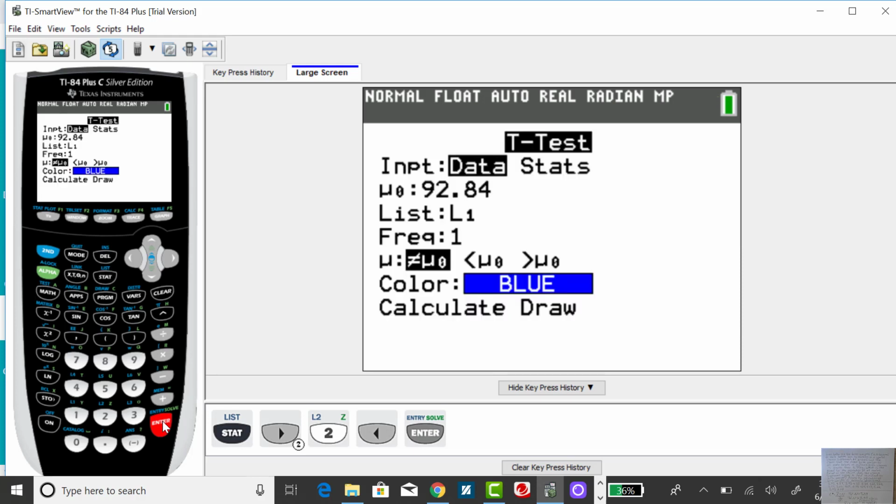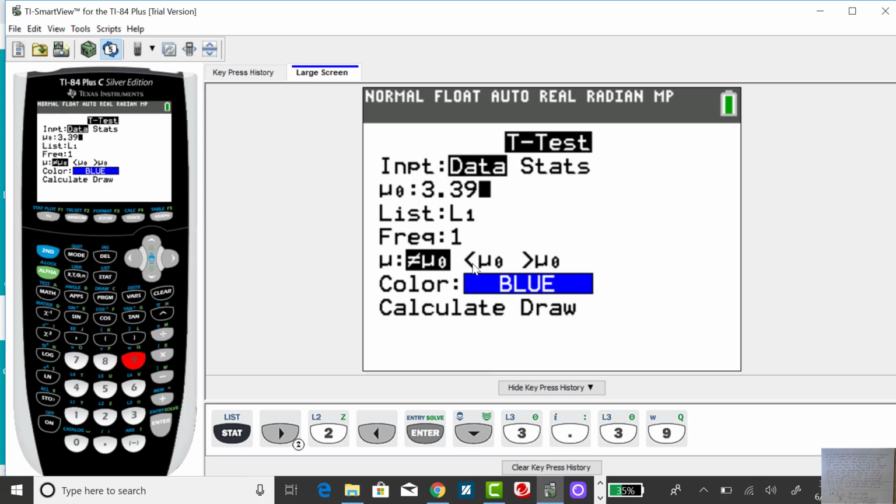and you need to change the null value. This is from a previous hypothesis test. The claimed value is 3.39, and I need to indicate what list my values are stored in. Now I did put them in list 1 and it defaults to that, so I'm good here.